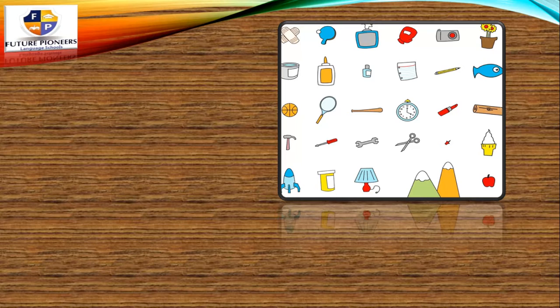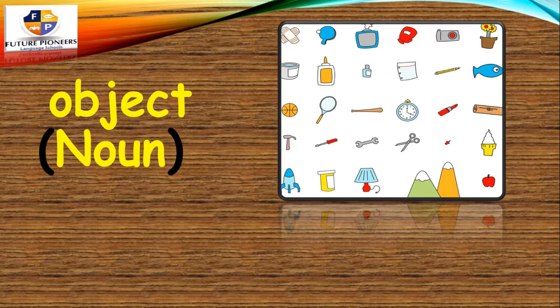Next one is, what can you see in these pictures? There are many. I can see a clock, scissors, a lamp, a rocket, a basketball. I can see a camera. I can see many things. What are there? There are objects. An object is a noun.